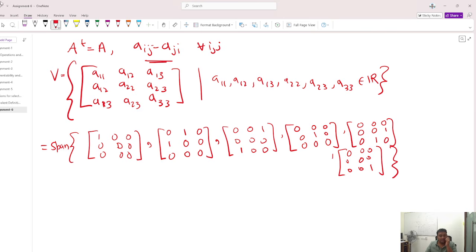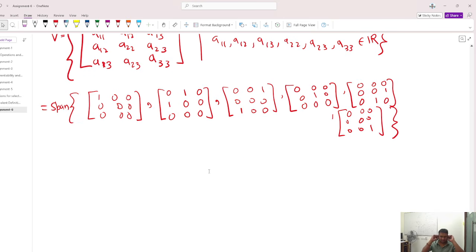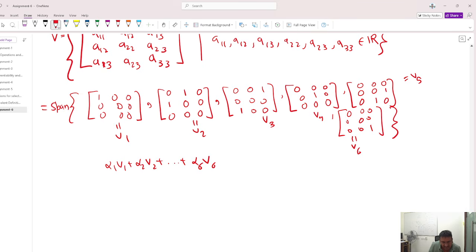So what happens now, guys? You have to check if these are linearly independent or not. So consider a linear combination, let's call them V1, V2, V3, V4, V5, V6, and consider alpha 1 V1 plus up to alpha 6 V6 equal to 0. What is the 0 here? 0 matrix. And compute the coefficients. You will get all alphas are 0.